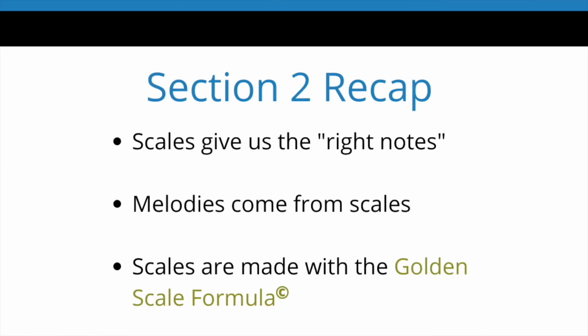Alright, quick section 2 recap here. We learned that scales give us the quote, right notes. We also learned that melodies come from scales. Any melody is just some combination of notes from a scale. And then lastly, we also learned how to make scales with the golden scale formula. Alright, let's keep going and let's talk about something new.